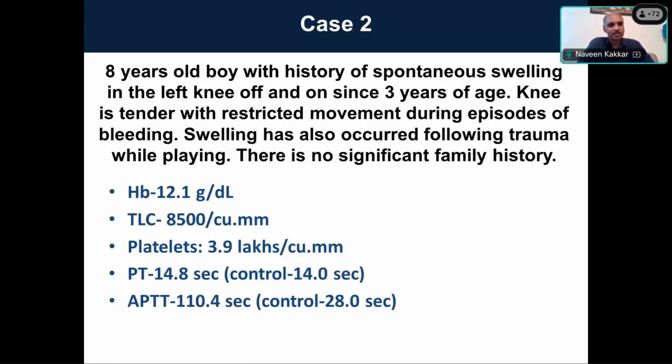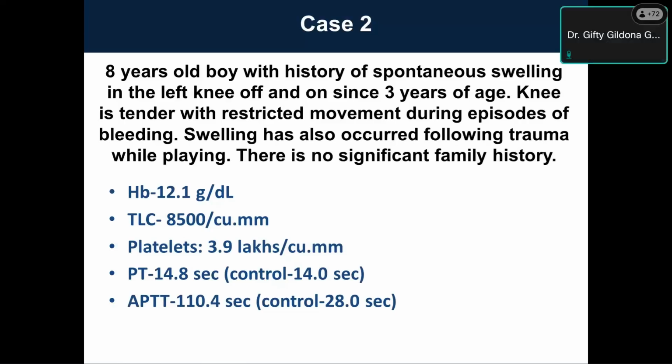My second question: there is no significant family history. We know that hemophilia is inherited. How would you explain that? So it's an X-linked disorder, sir. I read that carriers do not necessarily need to give it to the next generation, so it can be skipped. But if you go back on the maternal side, you would usually have a bleeder history. Yes, sir. So that is not there.